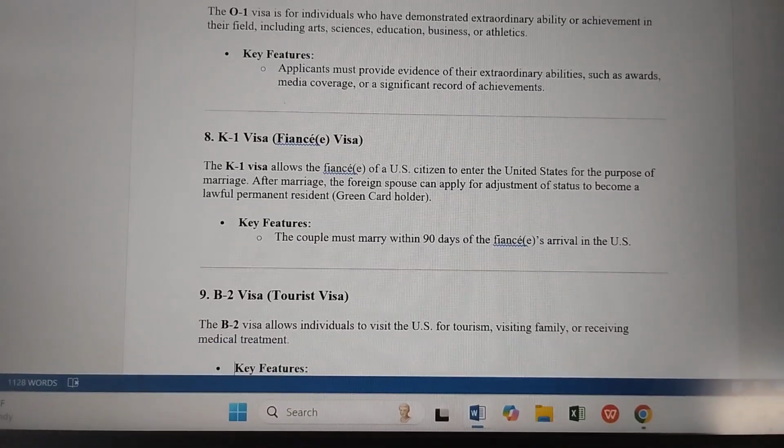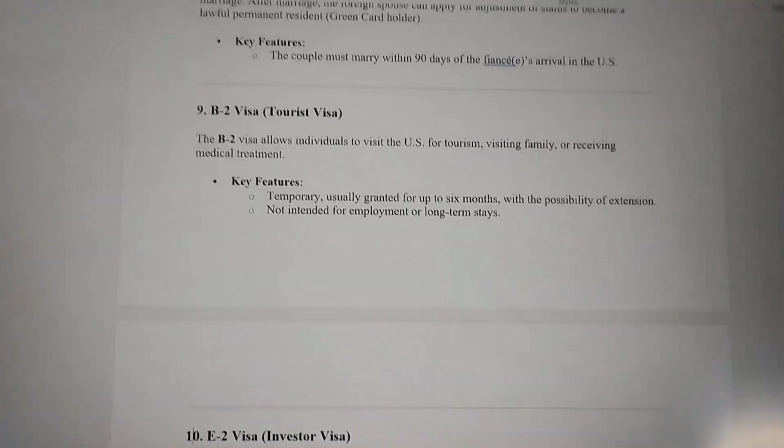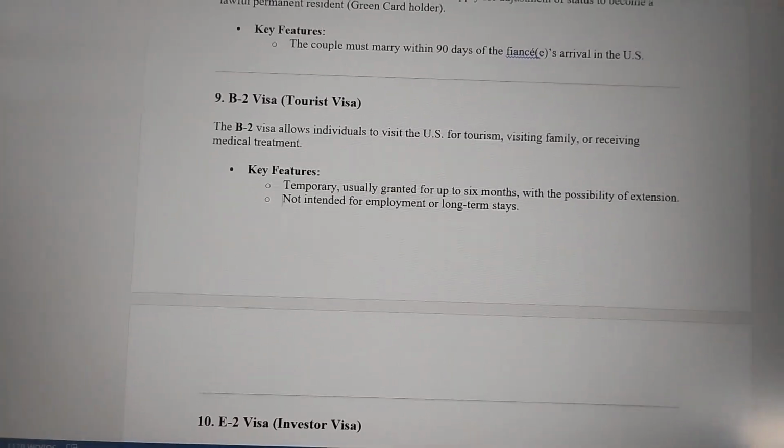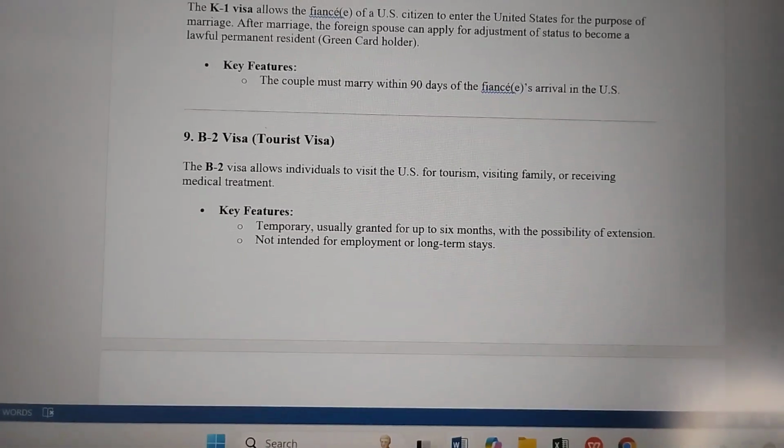K1 visa, or what you're calling the fiancé visa. The K1 visa allows what you're calling the, let me just go back, I bring it for you to see what you're talking about, the K1 visa.